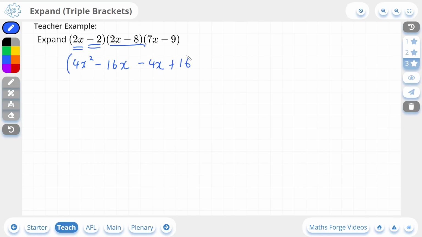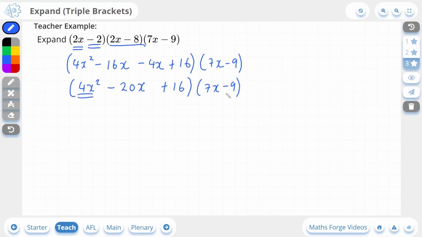And now this makes up the large first bracket, and we have the 7x minus 9, which still has not been expanded. Now we're going to simplify this large expression here. So this is going to give us 4x squared, and then minus 16x and minus 4x simplify to give us minus 20x. And then we have the plus 16. And now we have the 7x minus 9. Now let's go ahead and multiply everything in this first bracket by everything in the second bracket.